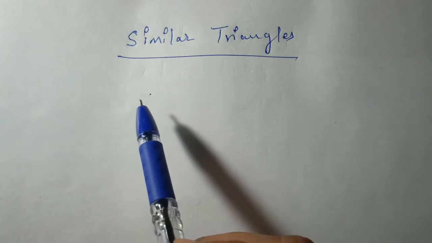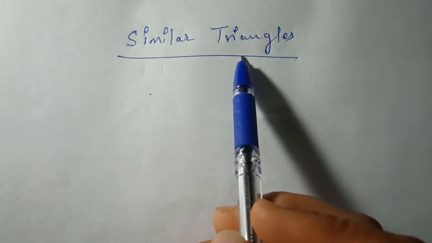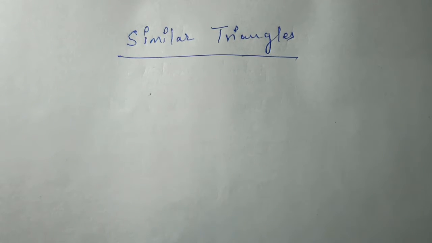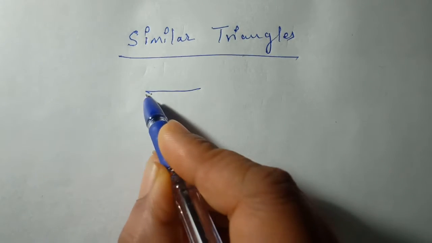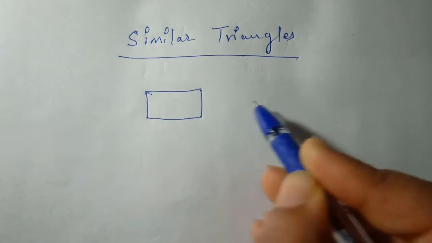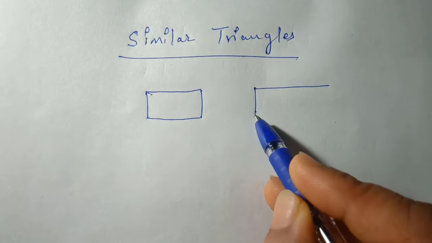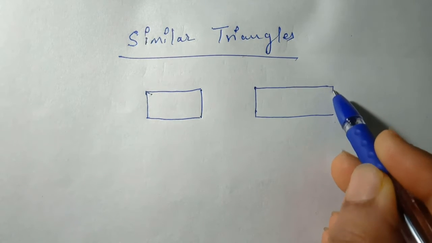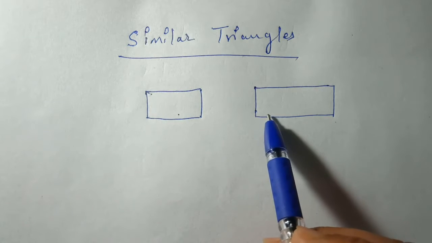Yes, students, today we are going to learn about similar triangles. Before starting, let us revise what similar polygons are. We have learned previously that if we have two figures that have the same shape but different sizes, then they are said to be similar.